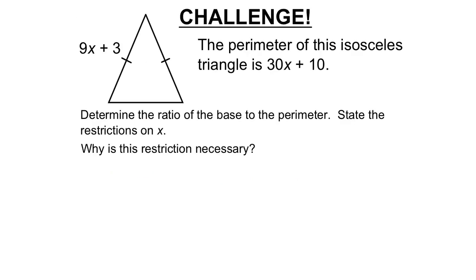I want to close this lesson with a challenge. This is for those who are feeling up to it. It's more of an extension problem that you can try. The perimeter of this isosceles triangle is 30x plus 10. That's the perimeter. Determine the ratio of the base to the perimeter. This is the base. The perimeter is the total distance around the outside. State the restrictions on x. Why is this restriction necessary? So this relates back to context. See what you can come up with if you're up for the challenge. So pause the video and try it.